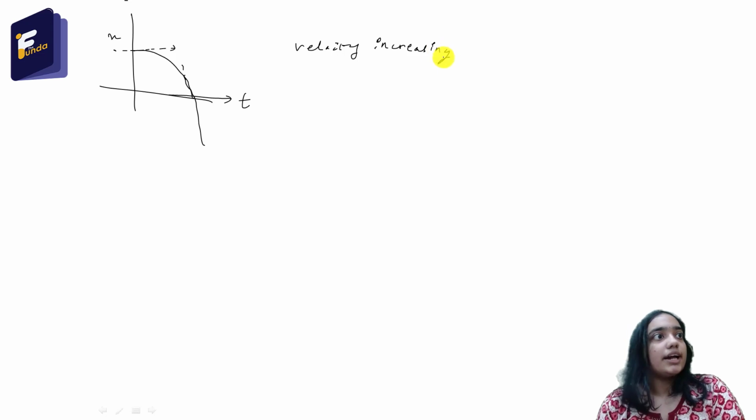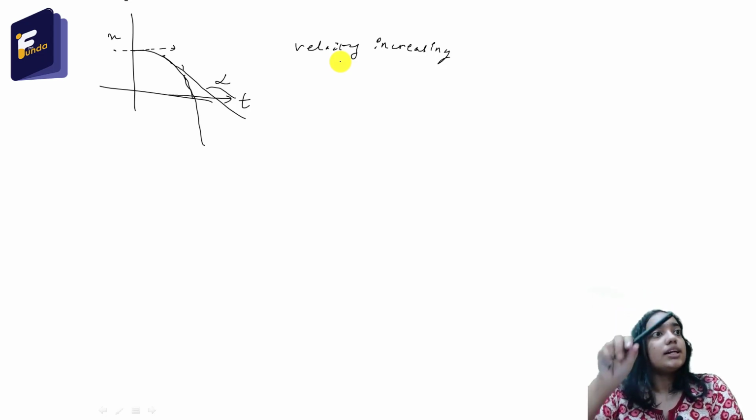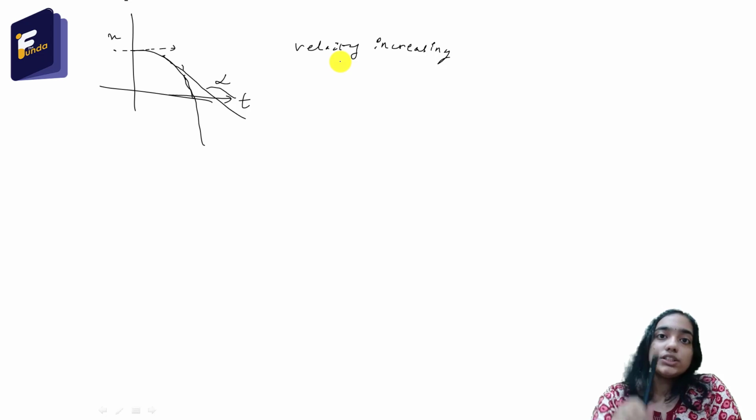But the difference is that this line is making an obtuse angle with the time axis. That means the velocity is negative, the velocity is in the negative direction. The slope represents the velocity, so the velocity is negative as the slope is negative. And also the pen is becoming vertical, that means the slope is increasing, that means the velocity is increasing. So velocity is negative and also velocity is increasing.